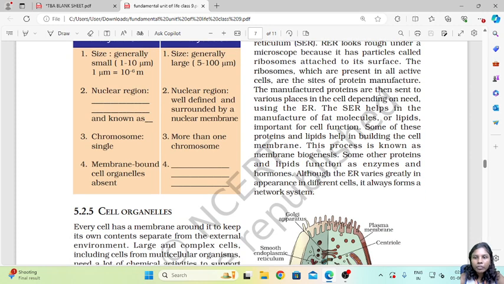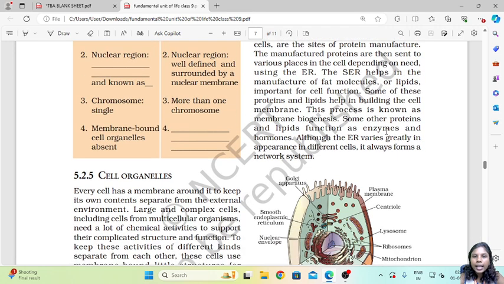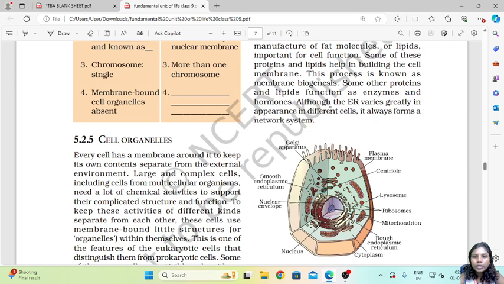Once these proteins are manufactured, they are sent to various places as per the need with the use of the endoplasmic reticulum. The smooth endoplasmic reticulum helps in the manufacture of fats, molecules or lipids which are important for cell function. Some of these proteins and lipids help in building the cell, and this process is known as membrane biogenesis. Some other proteins and lipids function as enzymes and hormones. Although the ER varies greatly in appearance in different cells, it always forms a network system.